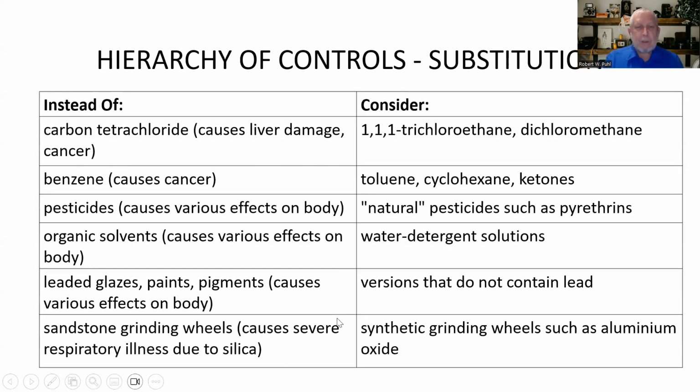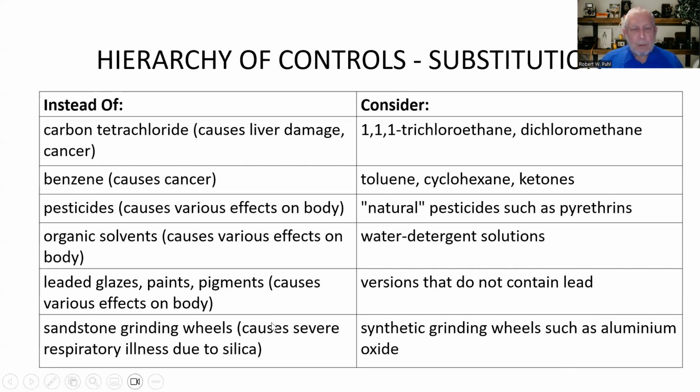But instead of carbon tetrachloride, which causes liver damage and cancer, you use trichloroethylene, which I think is pretty hazardous too, but I guess not. Benzene, use toluene. Pesticides, use natural pesticides. Organic solvents, use water detergent solutions. Leaded glazes, paints, and pigments, use versions that do not contain lead. That's probably pretty old school there.